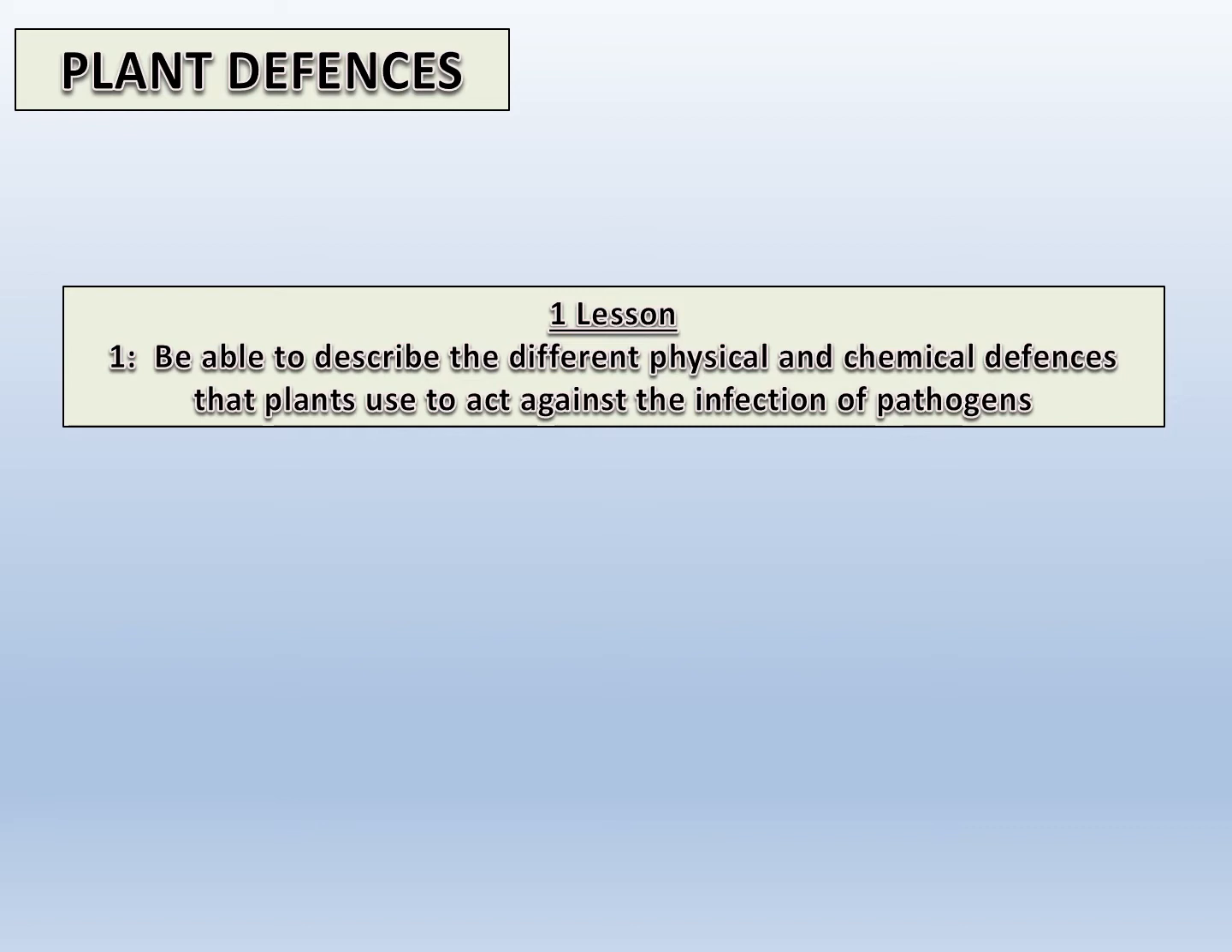So you need to be able to describe the different physical and chemical defences that plants use to act against the infection of pathogens. Now, to make it a triple topic and to make it the higher level, you might be asked to compare against human responses, or to relate this information to a completely different plant that you've never heard of and make suggestions.